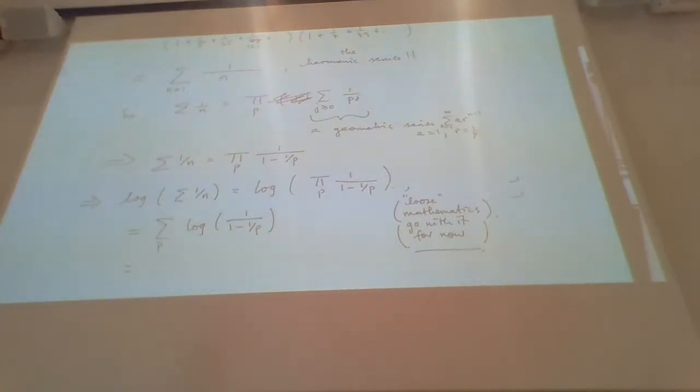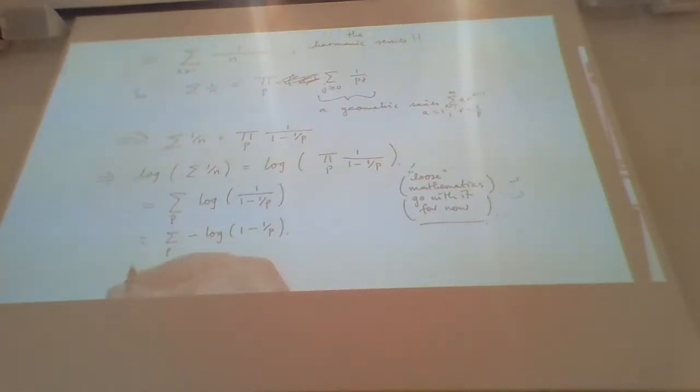Another property of log: the log of the numerator, take the log of the denominator. So the logarithm of a quotient is the difference of the logarithms, the logarithm of the top minus the logarithm of the bottom. The logarithm of 1 is 0, so we don't have the logarithm of the top. We just have the sum of minus the logarithm of 1 minus 1 over p.